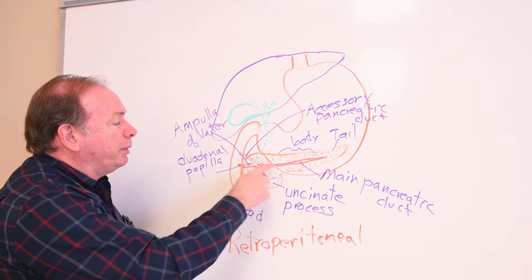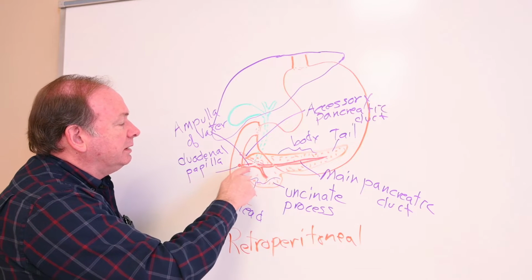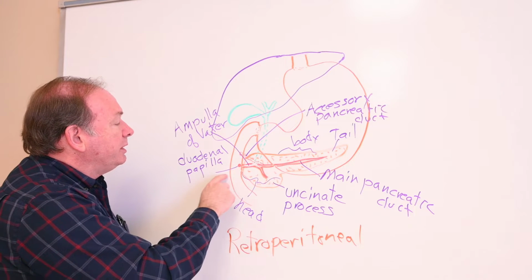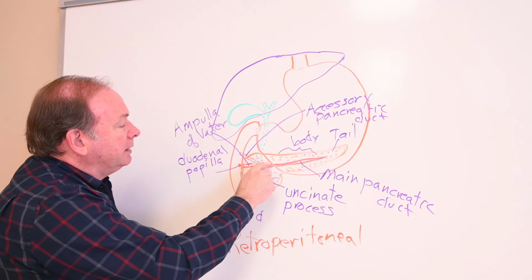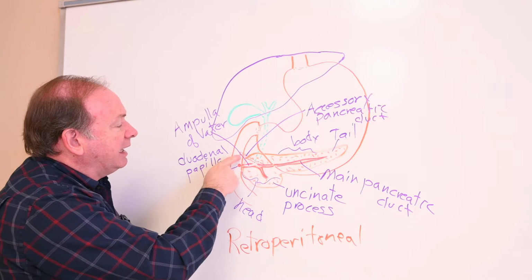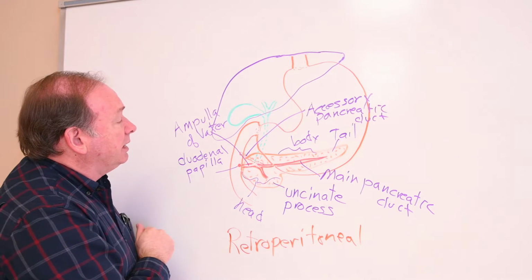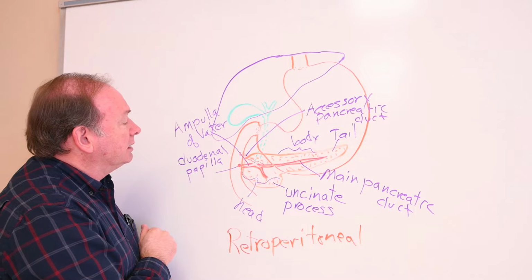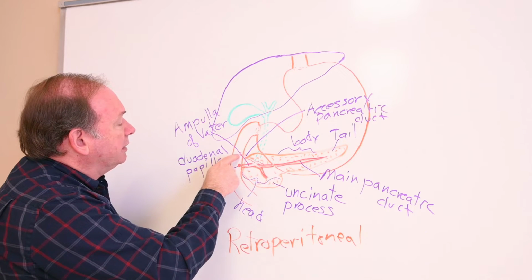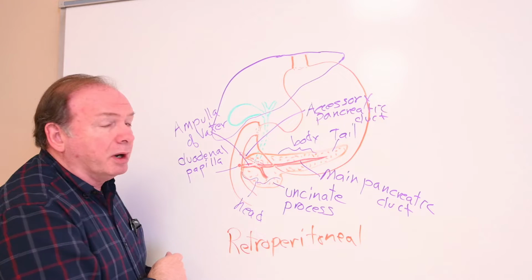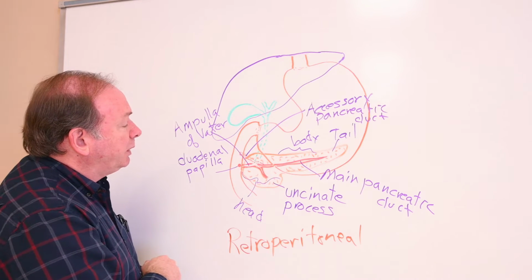Usually it has one opening from the ducts, right there, the major duodenal papilla, and there could be a second connection to the intestine there at the accessory pancreatic duct. This is sometimes called the lesser or minor duodenal papilla, if present there.